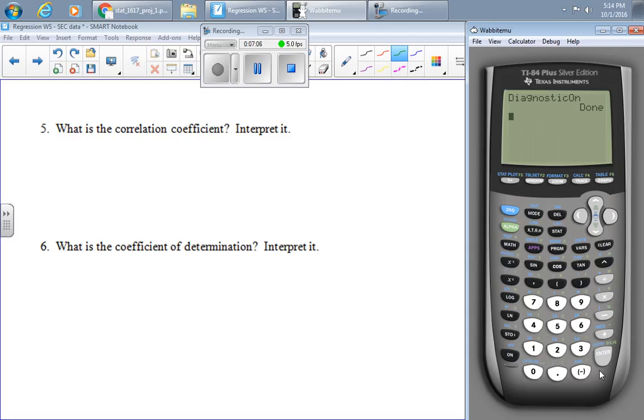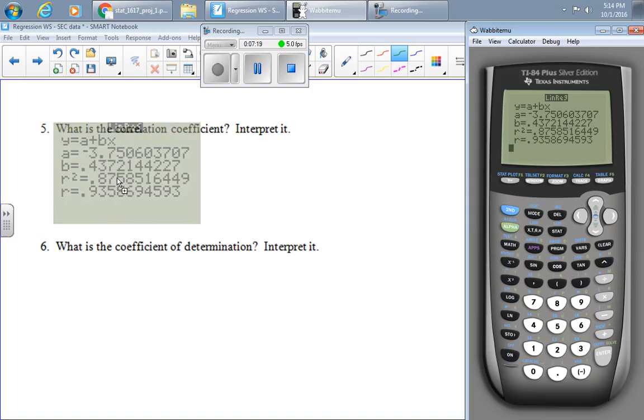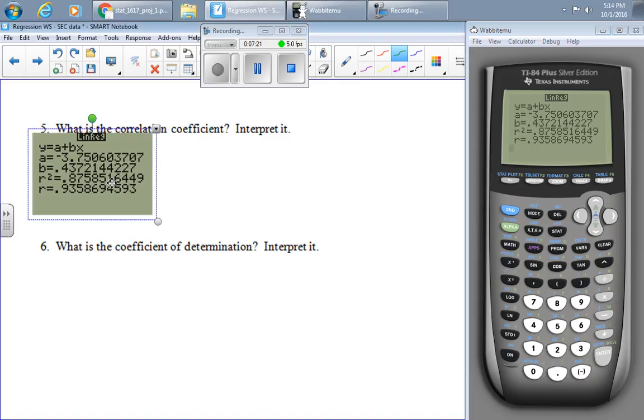Now I have to recalculate the regression to have it show up. So I'm going to go stat calc number 8. I don't need to restore the regression equation because it's in my y1. So I can press calculate and it works and I get this information.